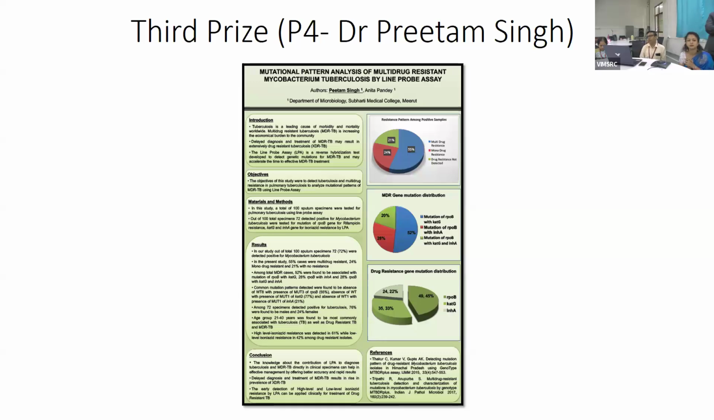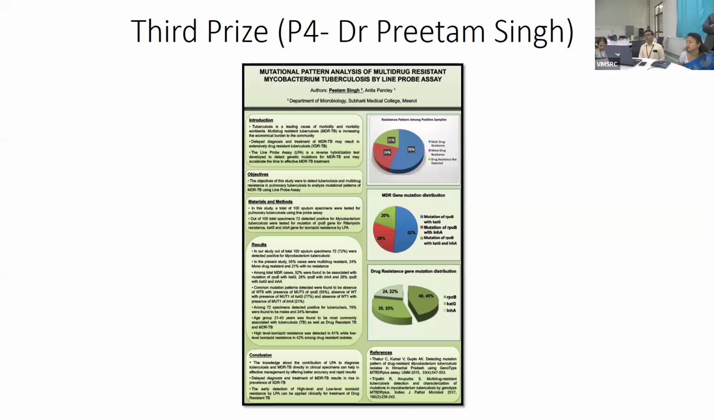The third prize was for Dr. Preetham Singh. He is a postgraduate from the Department of Microbiology, Subharti Medical College, Meerut. It's on mutational pattern analysis of MDR-TB by LPA, line probe assay. An interesting part of this study was obviously the detection of the mechanism of resistance in MDR-TB, primarily by mutation. They employed a huge sample size. That's the plus point of this study. And it was worked up with a very good assay available for MDR detection, which is LPA.